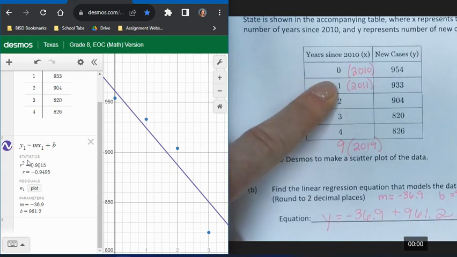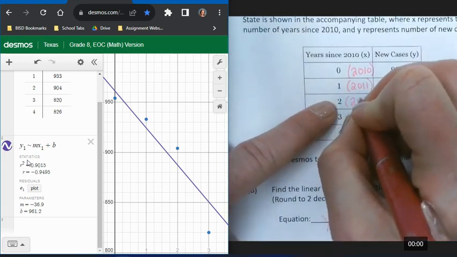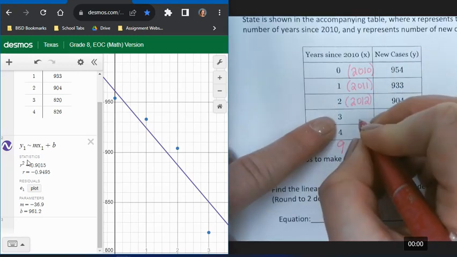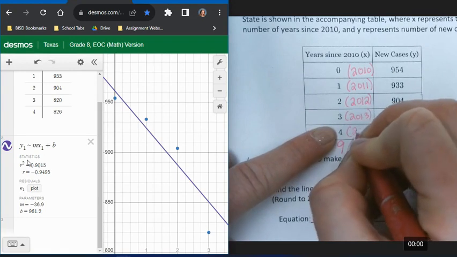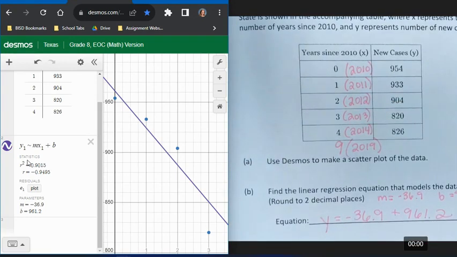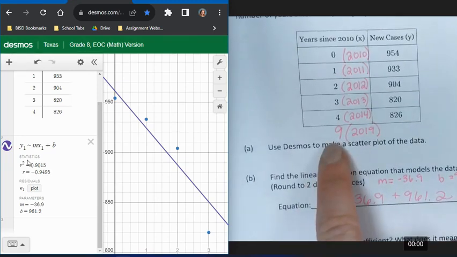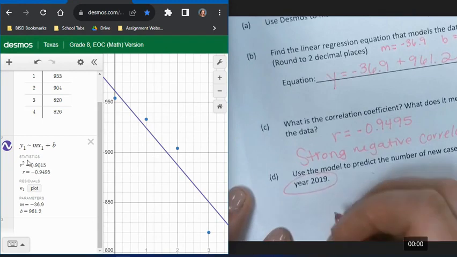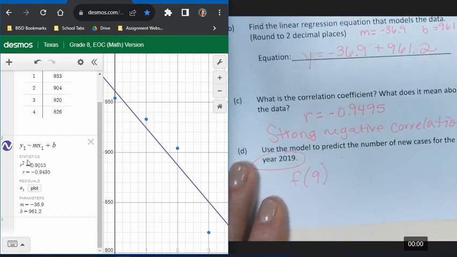Make sure you write these out to the side. 2 years since 2010 would be 2012. 3 years, 2013. And 4 years, 2014. It's just to simplify the table. All right, so then for 2019, what are we going to plug in? 9. So it's going to be f of 9. We're plugging in a 9.